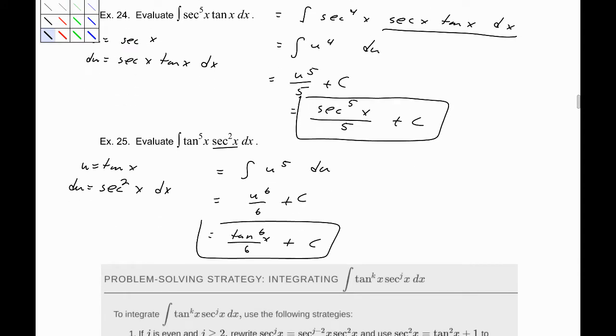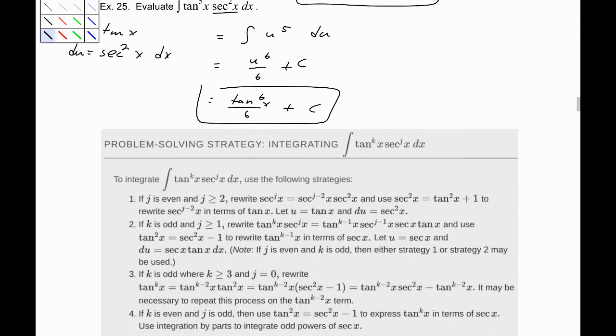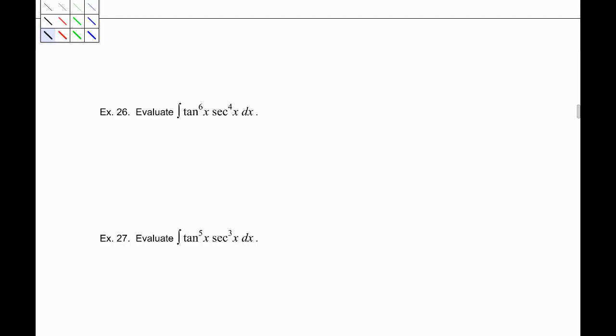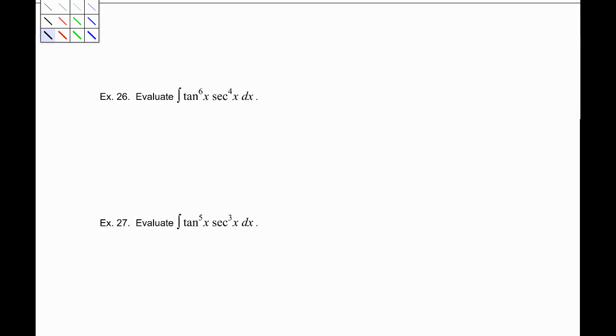And here's our problem-solving strategy, and I suggest that you read that and see if it makes sense to you. If it does, use it as much as you can. I'm going to continue going, and I'm really going to use those strategies as I go. So keep that in mind.